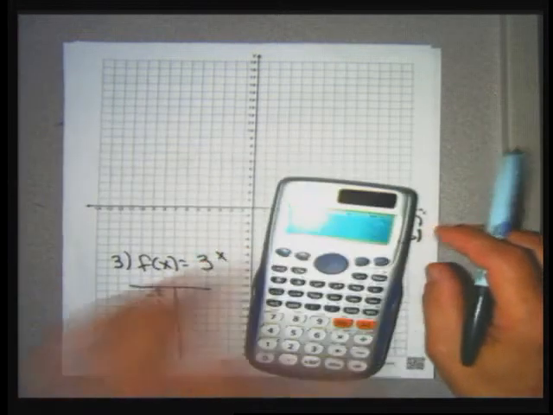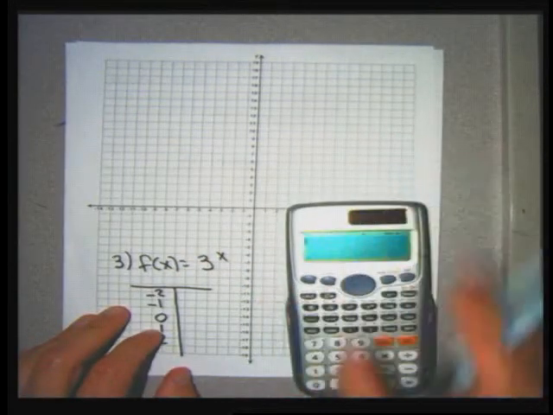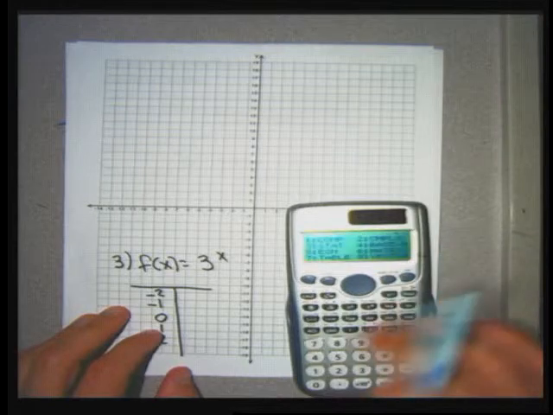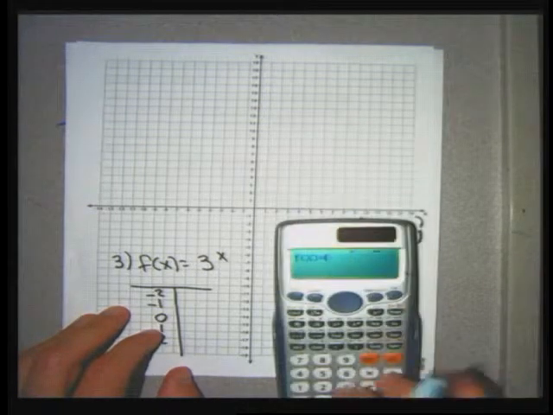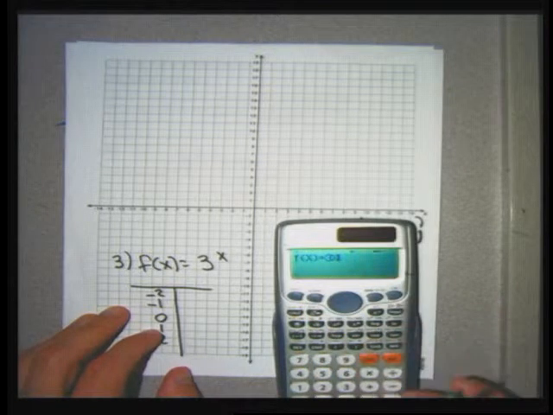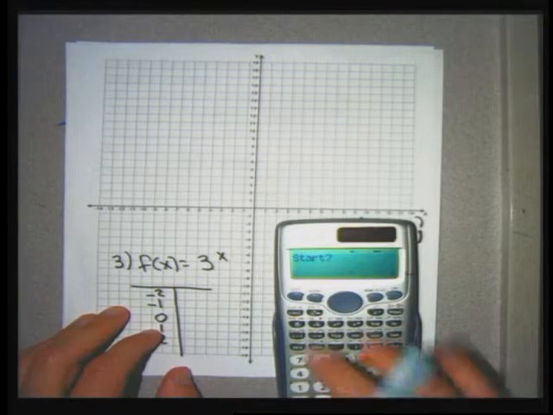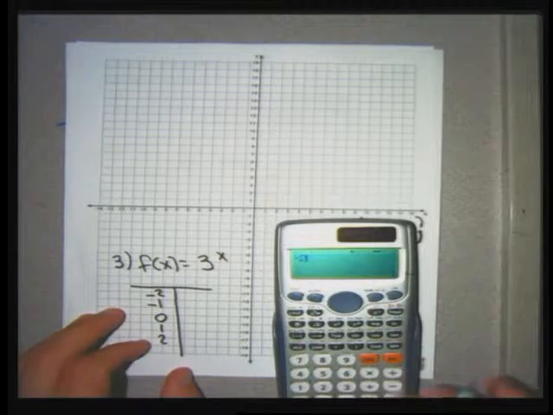So I'm gonna steal the table from my calculator. So mode, and then 7, f of x equals 3 alpha x, start at negative 2, end at 2, step 1.